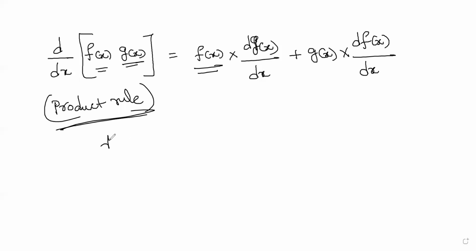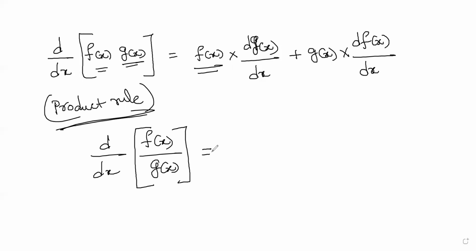Another one is the derivative of f of x divided by g of x. How do we do that? This is a little bit confusing, but I will tell you. You follow like this, this arrow mark, like a cross. This arrow mark you follow.